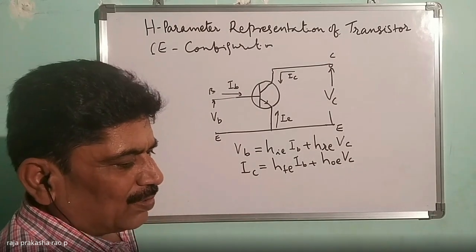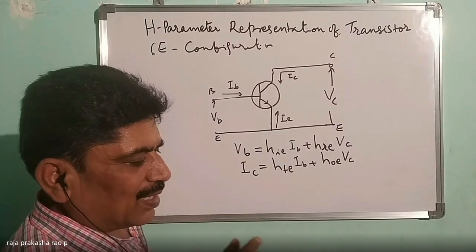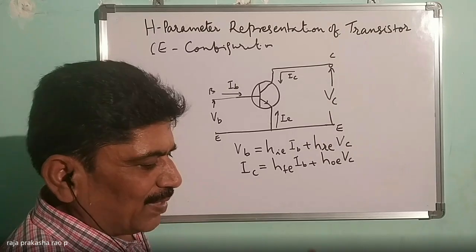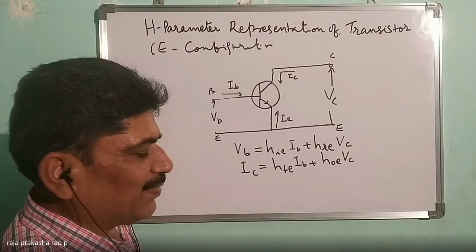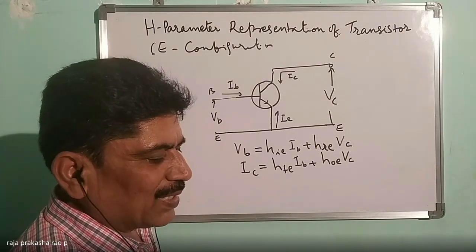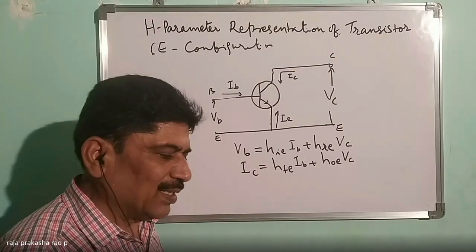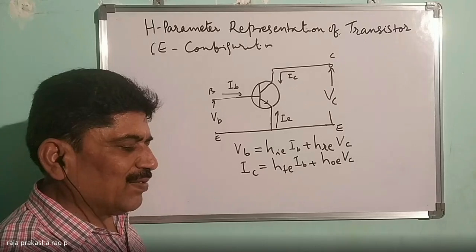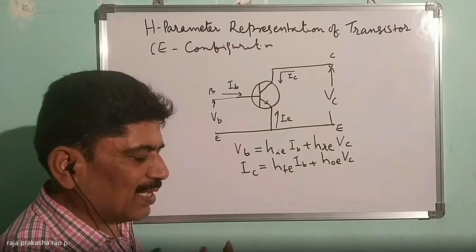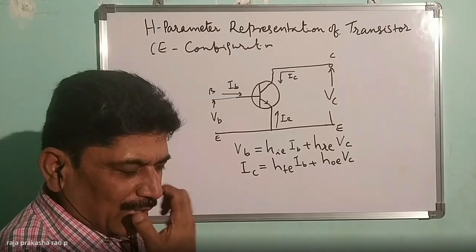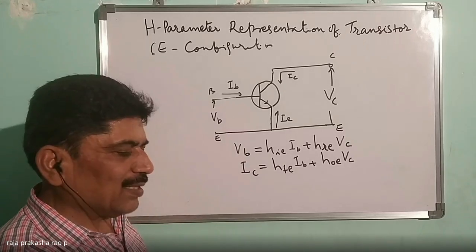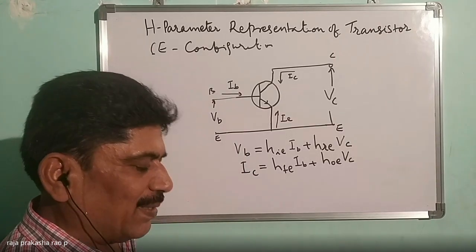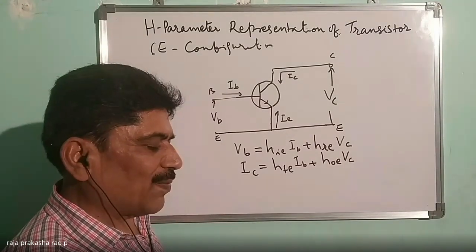We should be in a position to first draw that configuration, whether it is CE, CB or CC. From that circuit, we should identify what is the input voltage, input current, output voltage, and output current. Once you know all these things, you can easily write the equations. From those equations, you draw the circuit diagram. That circuit diagram can be used for the analysis part, current gain and so on.